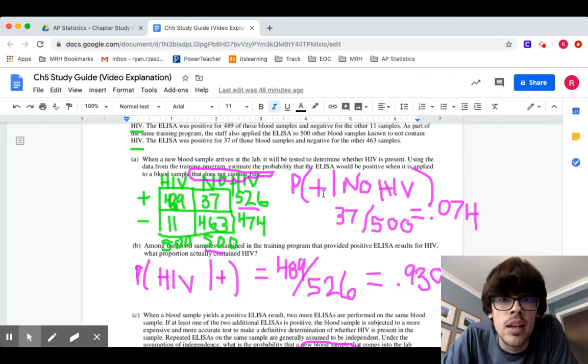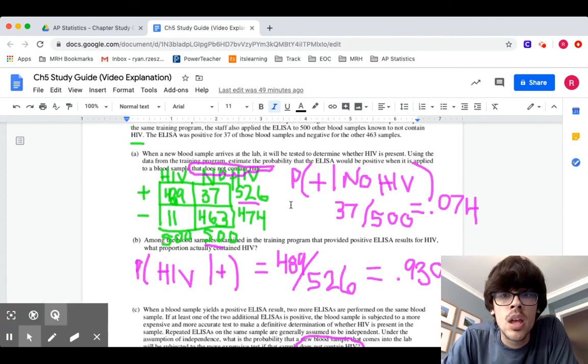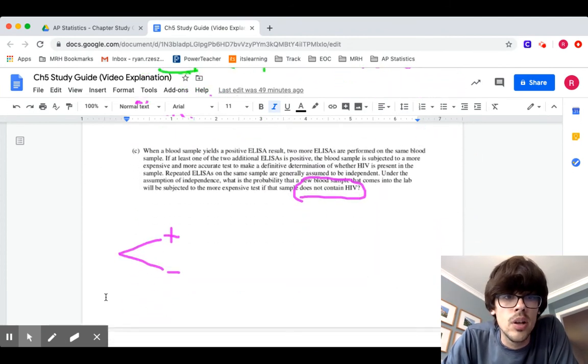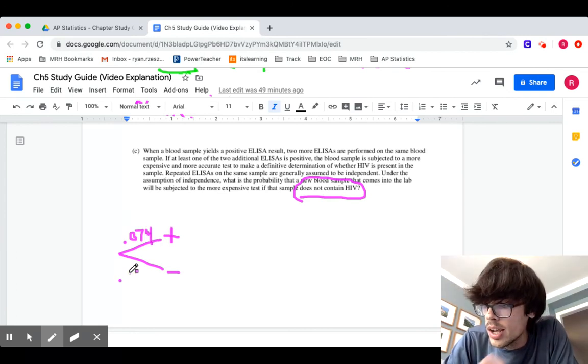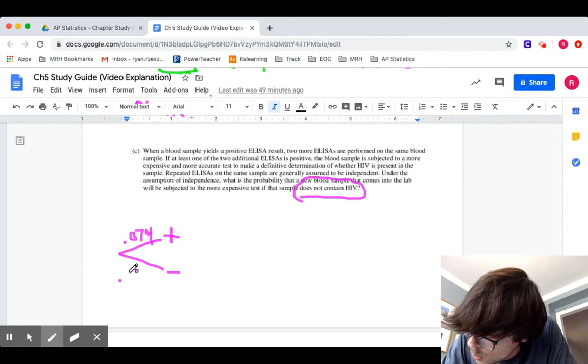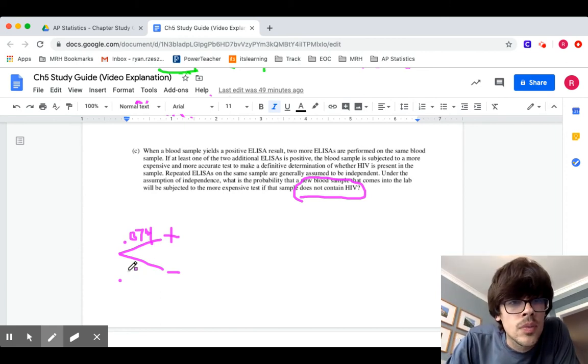So part A was exactly that, getting a positive test when you don't have HIV. So that sample of blood has no HIV. The probability of getting a positive test is 0.074. That means the probability you get a negative test, like you're supposed to if you don't have HIV, is the complement, which is what? 0.926.